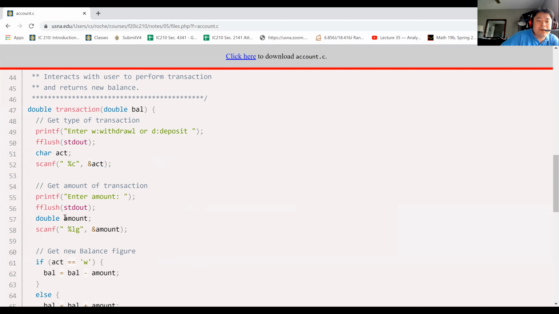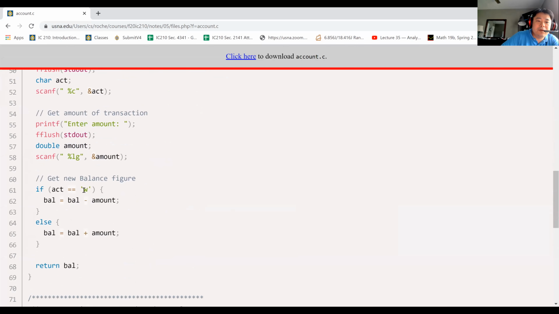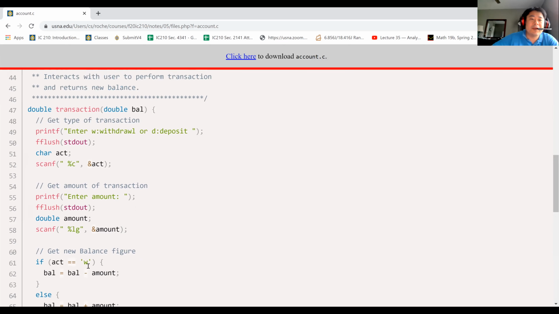Okay, you also have to get the amount. So get the amount. And if it is W, you withdraw. If it is deposit, you add. And then return the modified balance. That's the transaction. It's easy. You don't need to worry about anything else. You don't need to worry about the big picture or anything. When you write the transaction, given the original balance, you just think about what would be the modified balance.